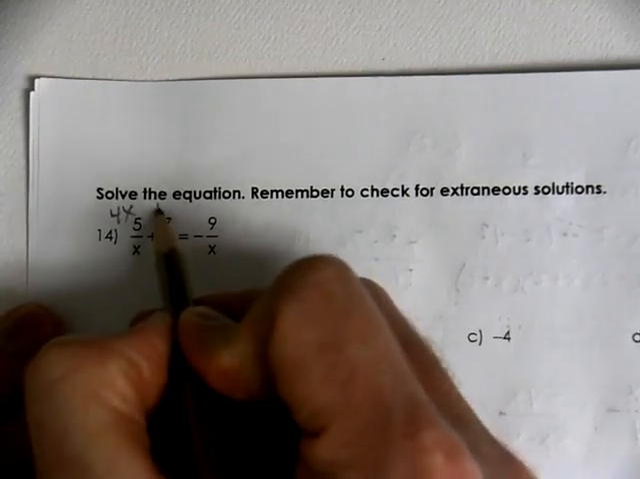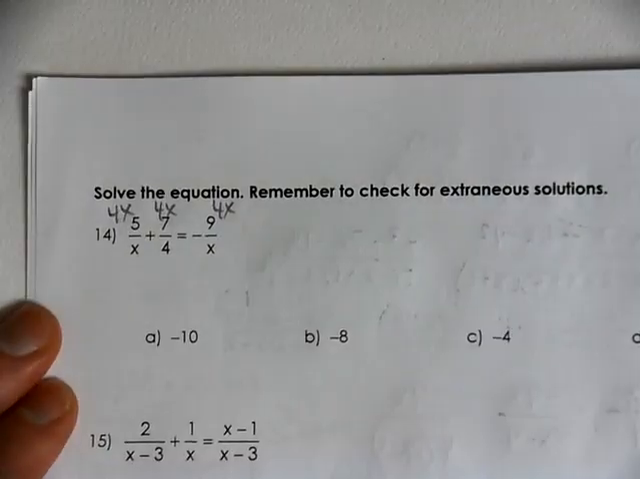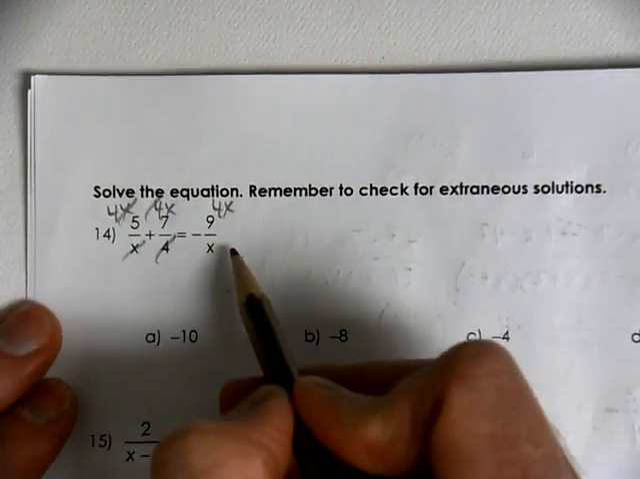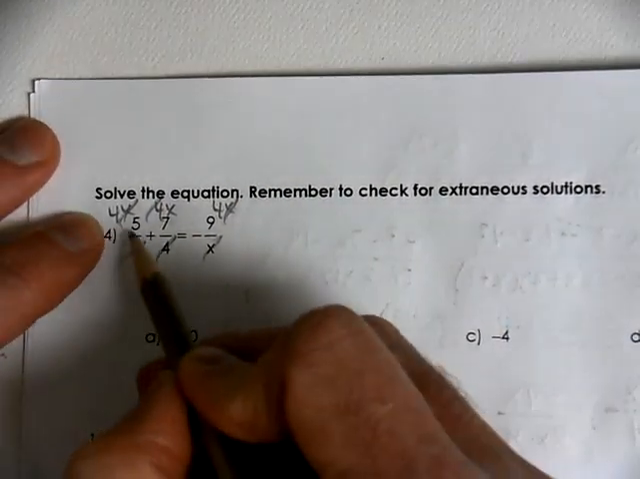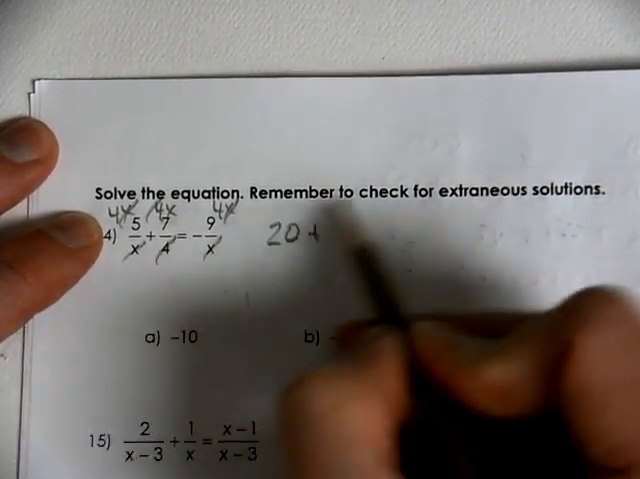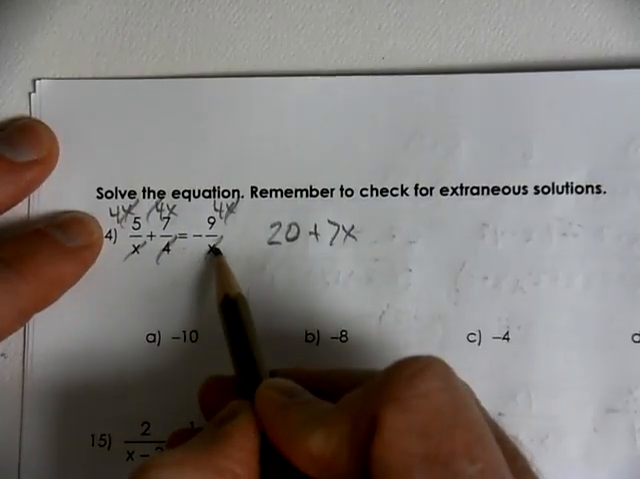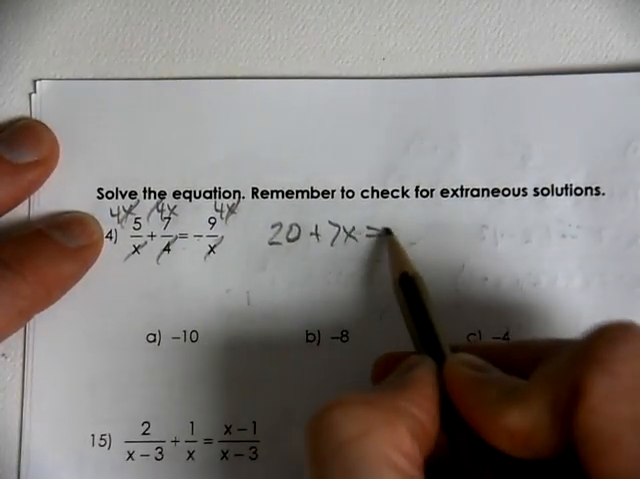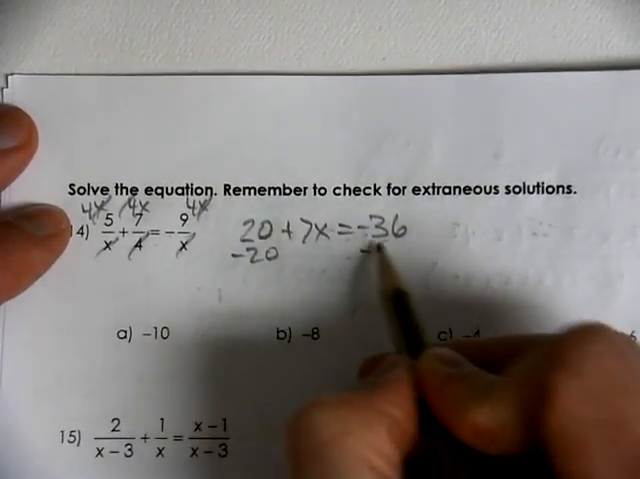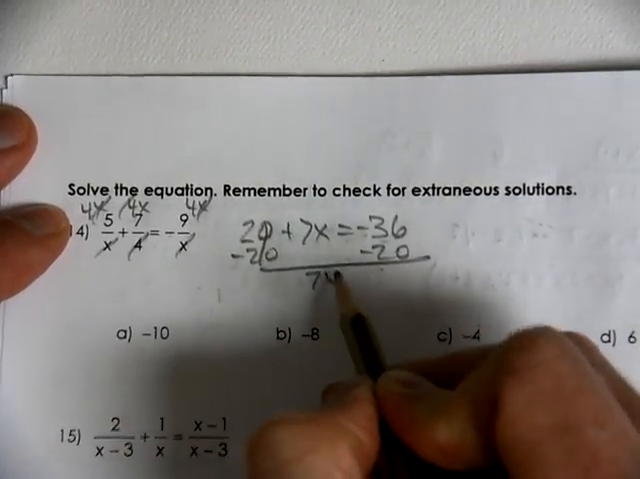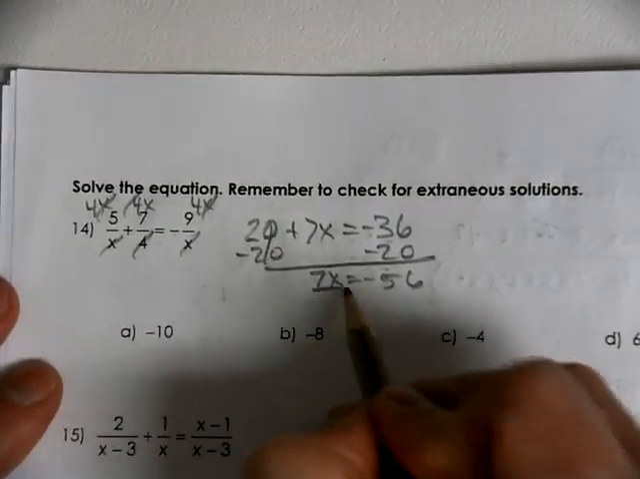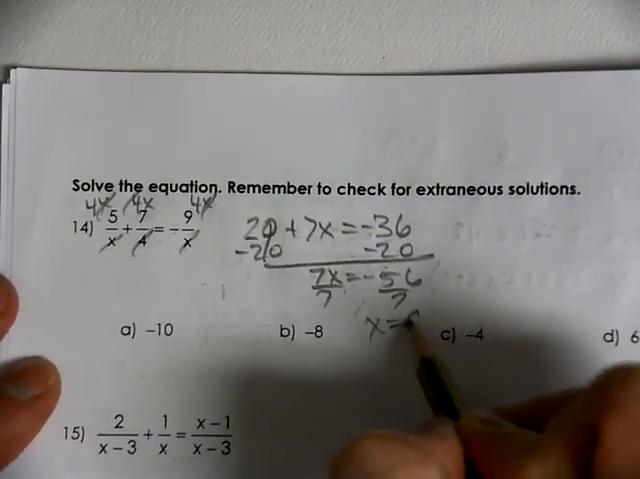Here we can multiply by 4x, 4x, and 4x. Crosses out the x's, crosses out the 4's, crosses off the x's. That's going to leave us 4 times 5. That's going to leave us 7 times x. And that's going to leave us a negative 36. So subtract that 20 over to get negative 56, and divide to get negative 8.